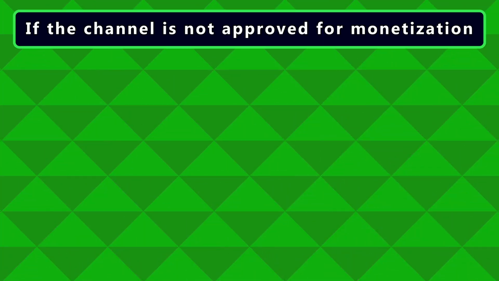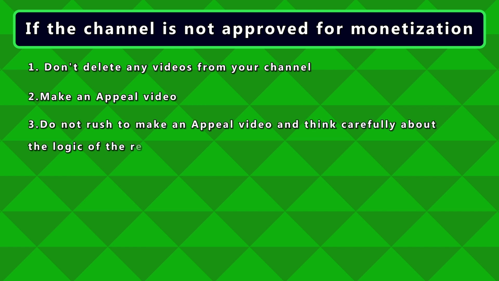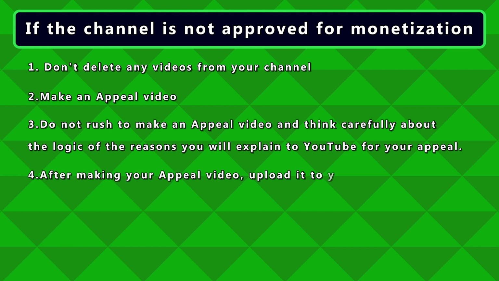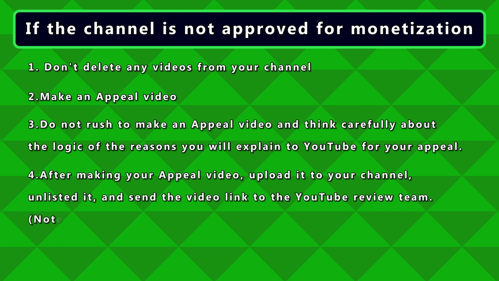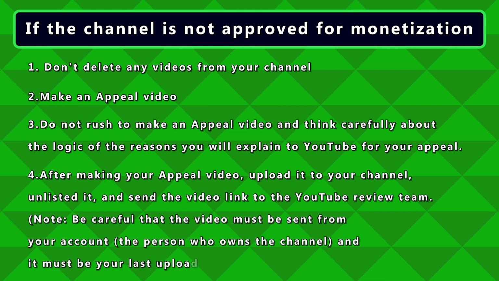If your channel is not approved for monetization, first of all, don't delete any videos from your channel. Make an appeal video for the YouTube team. Don't rush to make an appeal video, and think carefully about the logic of the reasons you will explain to YouTube for your appeal. After making your appeal video, upload it to your channel, unlist it, and send the video link to the YouTube review team.